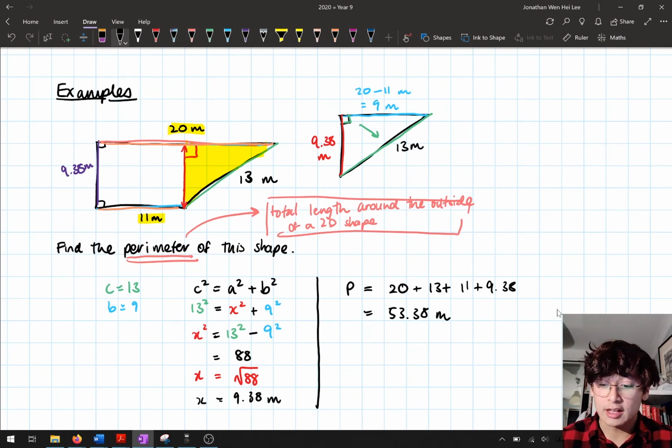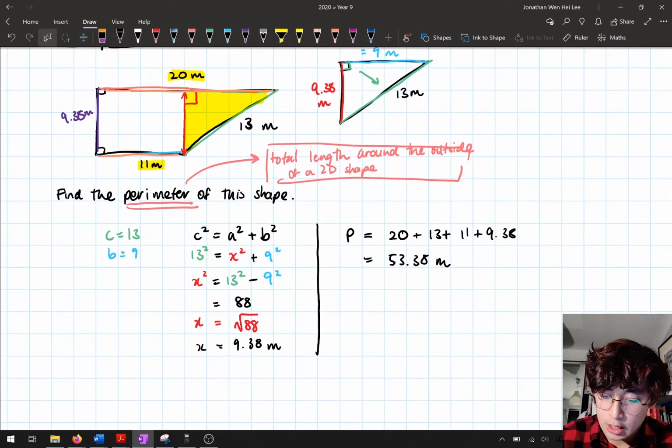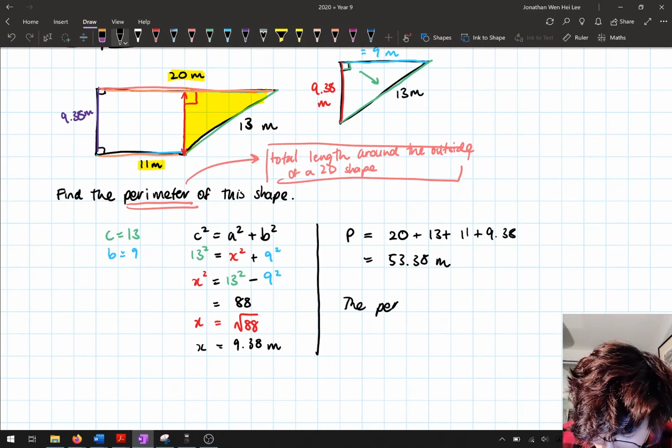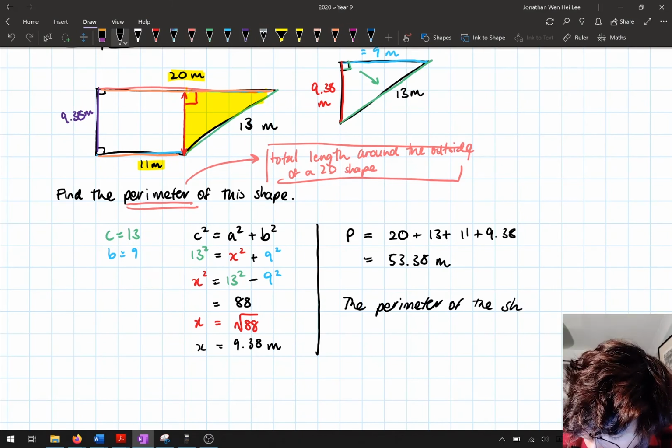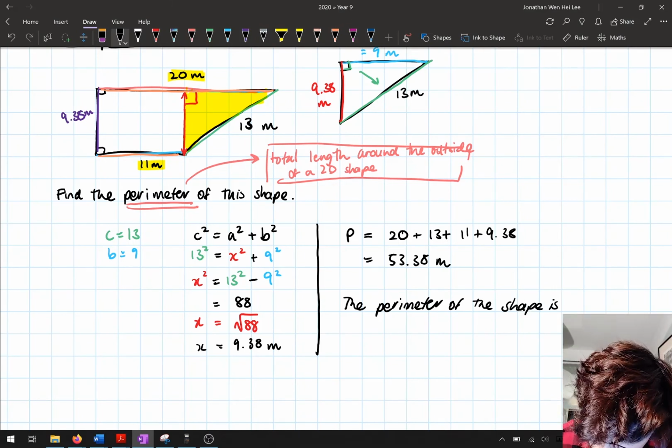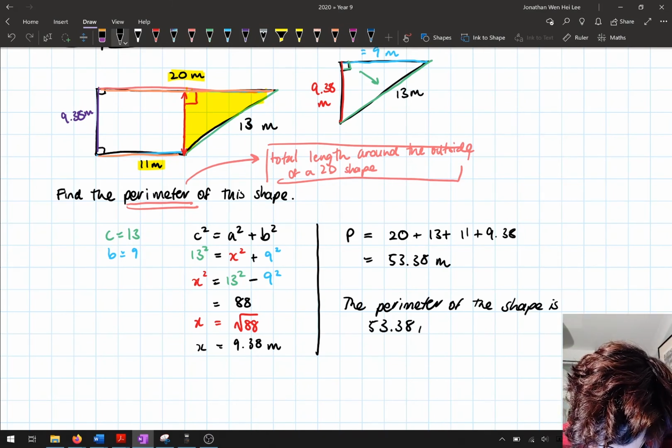53.38 meters. And at the end, I'm just going to write a quick summary. So the perimeter of the shape is 53.38 meters.